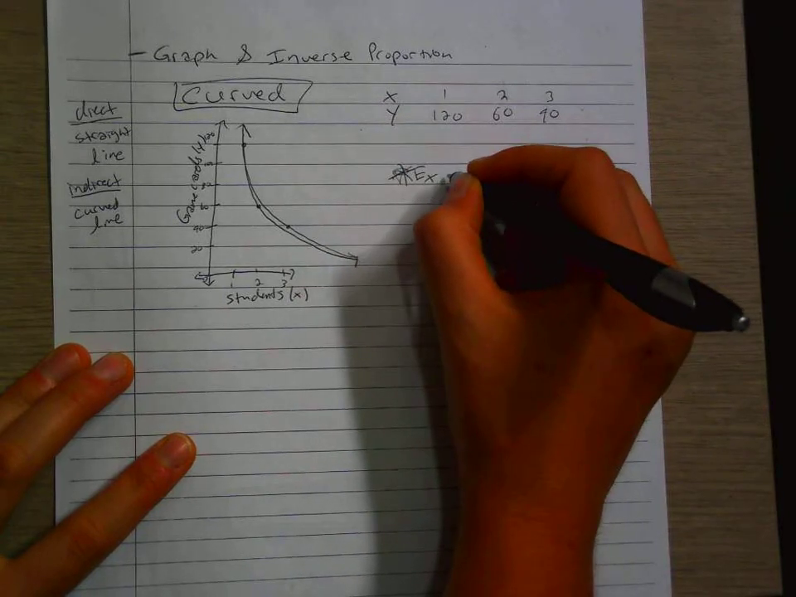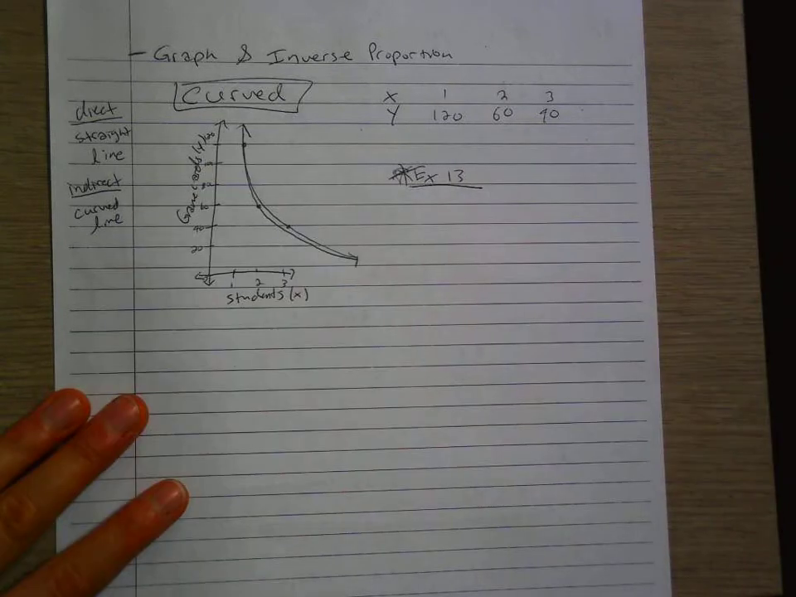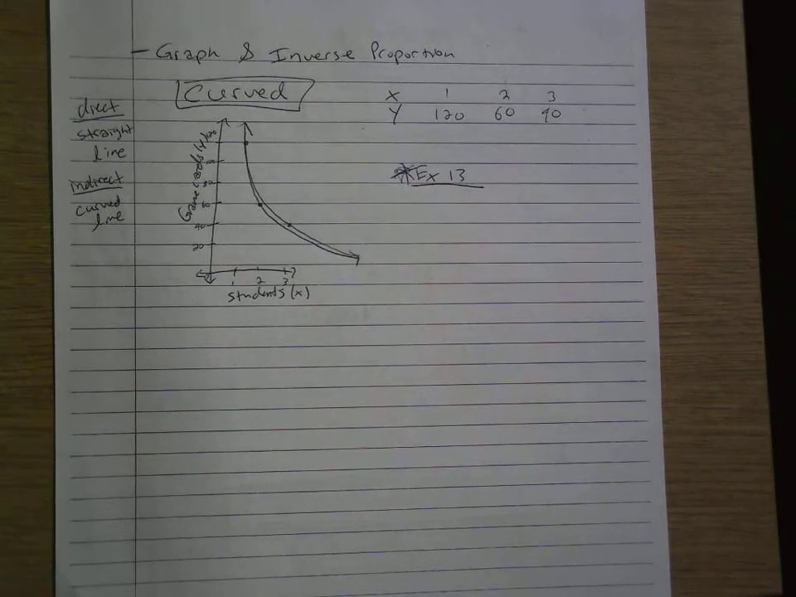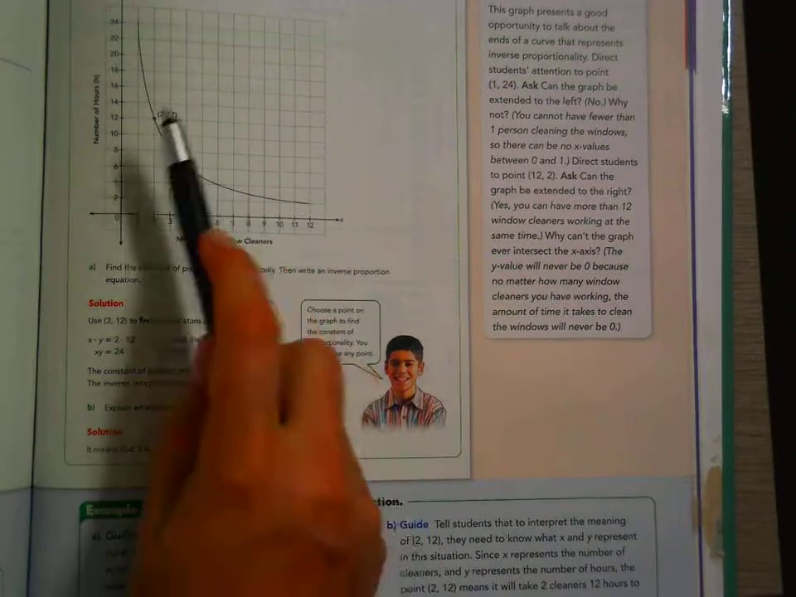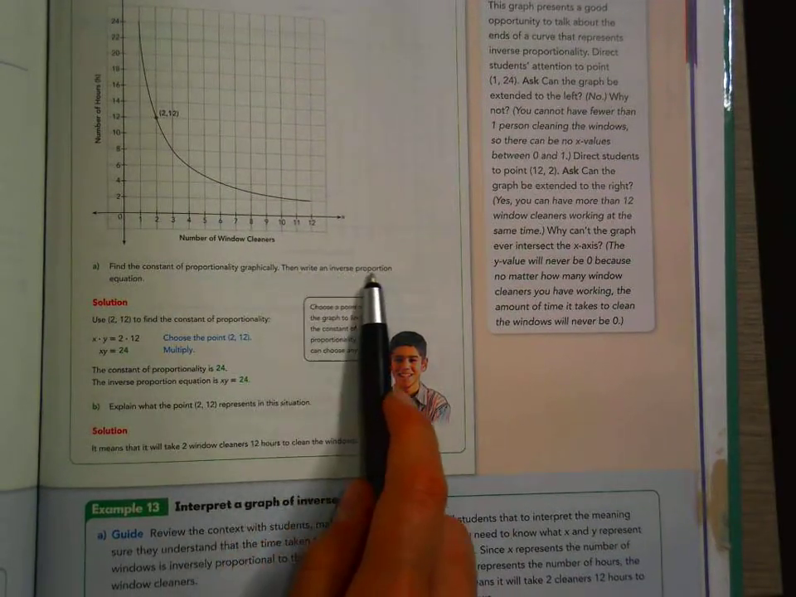13. It gives us a graph, so we're going to interpret it. The time it takes to clean the windows in an office building is inversely proportional to the number of window cleaners. The graph shows the amount of time, y hours, it takes x window cleaners to clean the windows. Here it is. They gave us 1 point. Find the constant proportionality graphically, then write the inverse proportion equation.